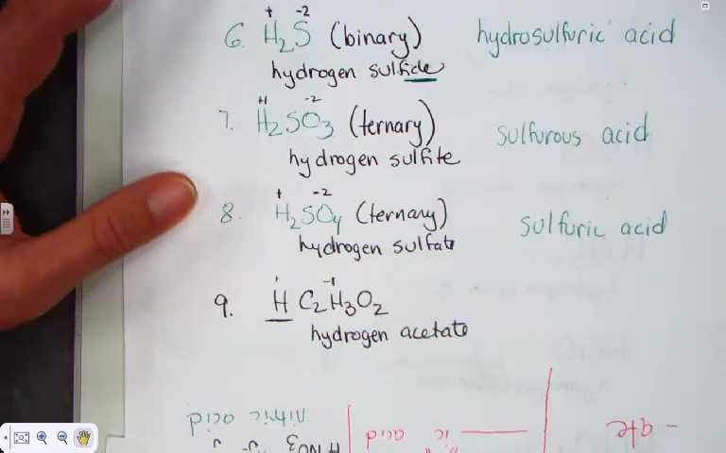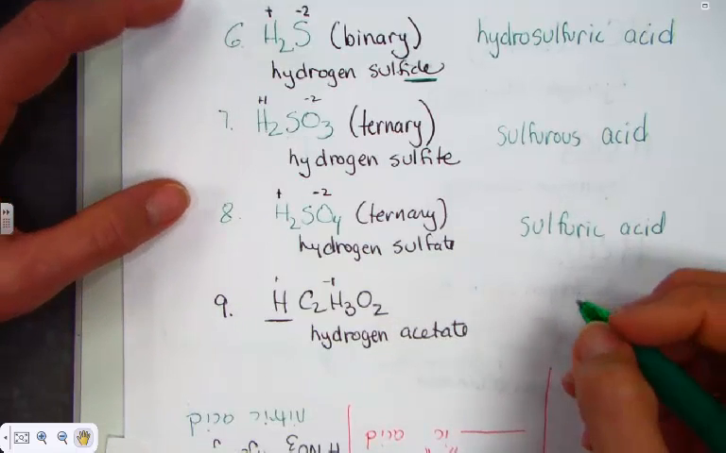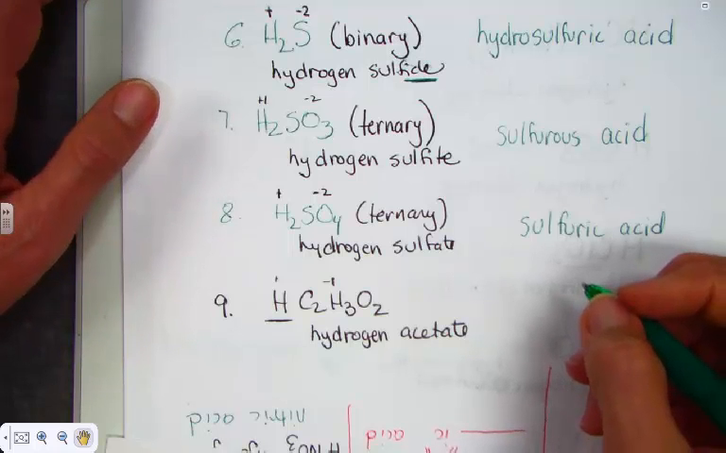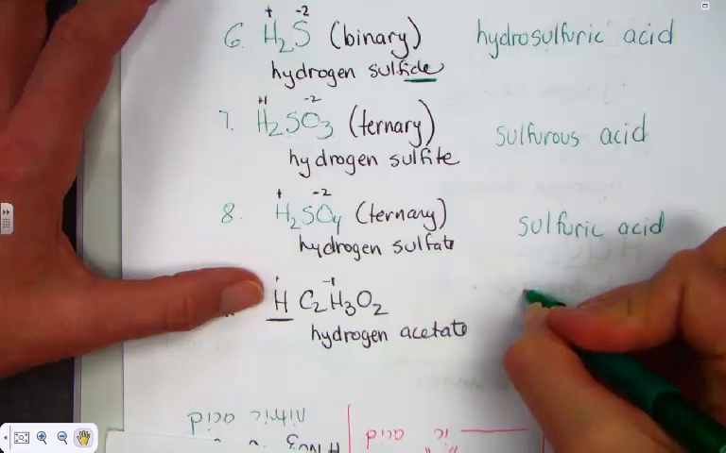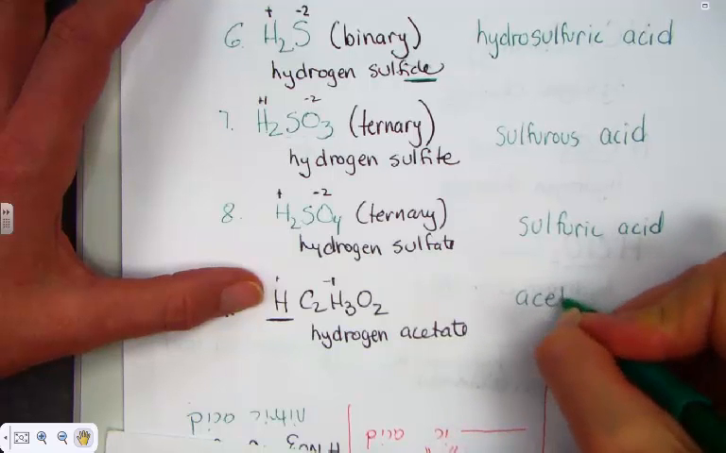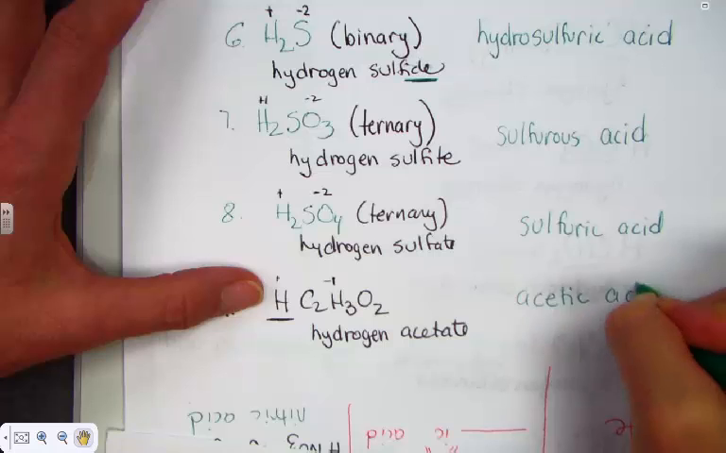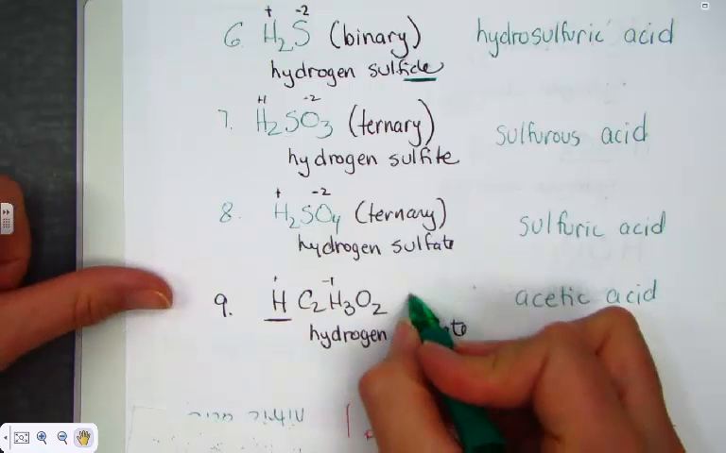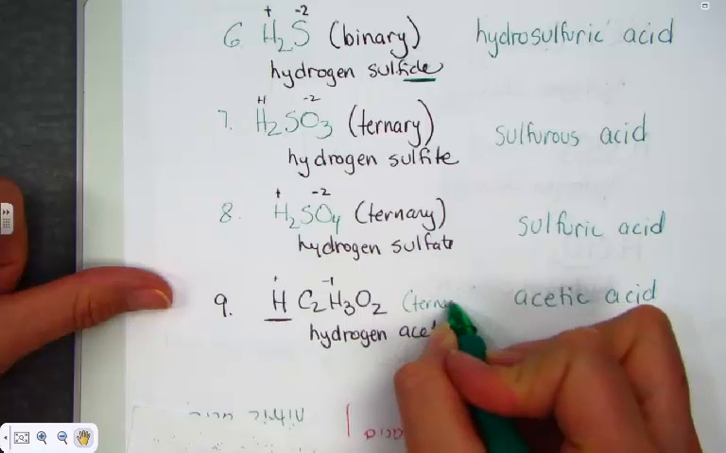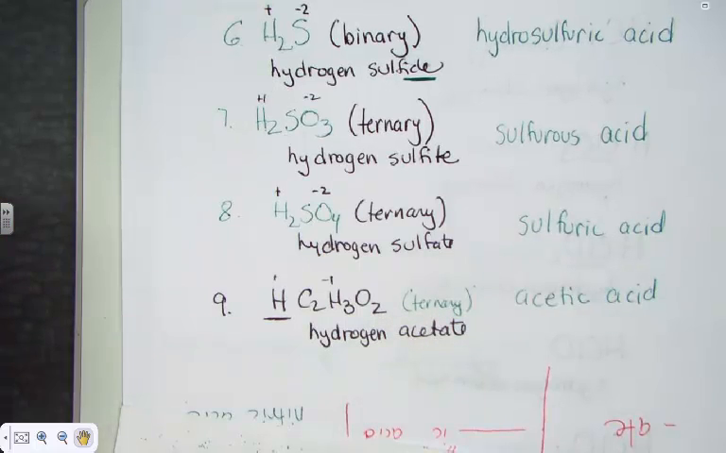But now let's name it as an acid. Acids start with H. Acids are hydrogen ion releasers. Ate turns to ic, and we get something called acetic acid, commonly called vinegar in everyday life. Acetic acid. Hydrogen acetate is a ternary acid named acetic acid.